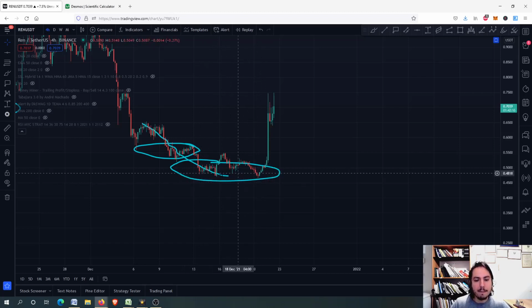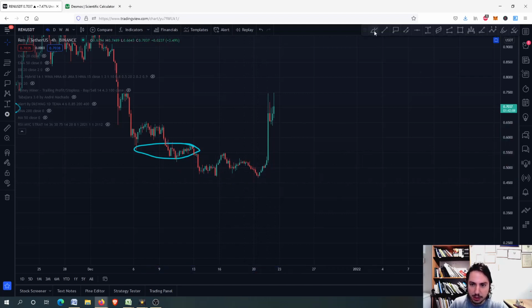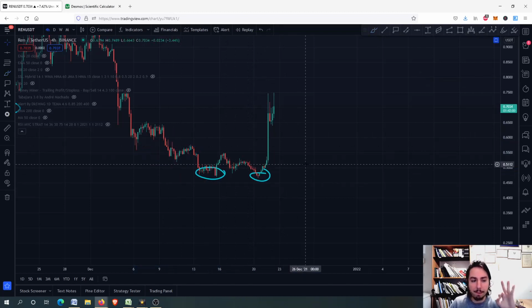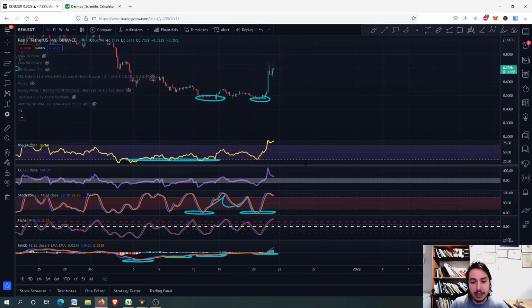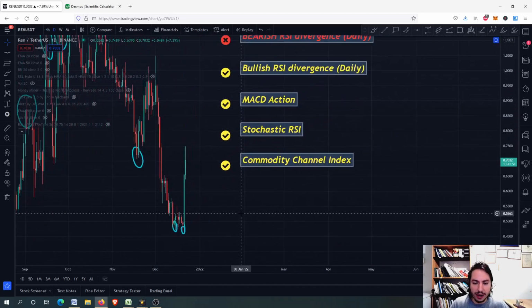If you see the same bottom with the price and the same bottom with the stochastic RSI after a few days, then this probably means that we have the same bottom here and here. And it was ready to go even higher. So right there, the stochastic RSI is playing a very, very important role for REN.